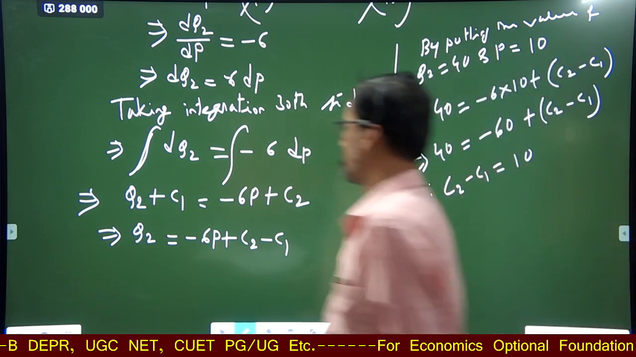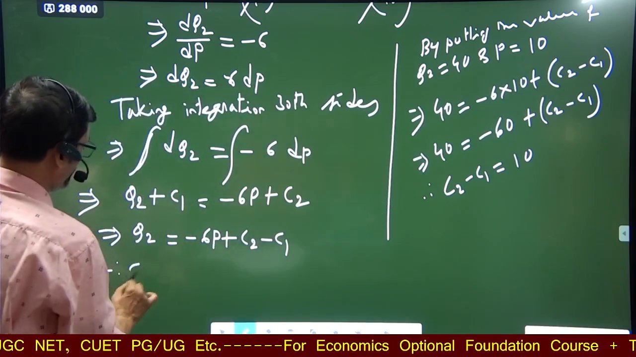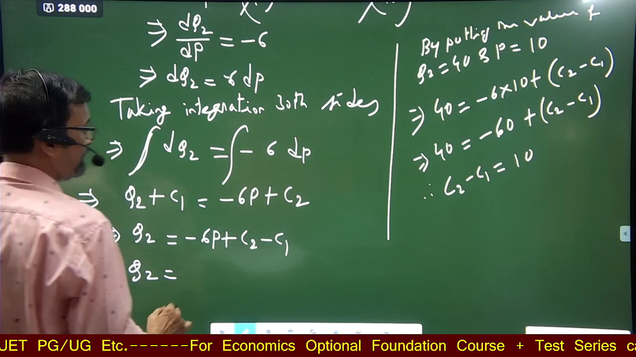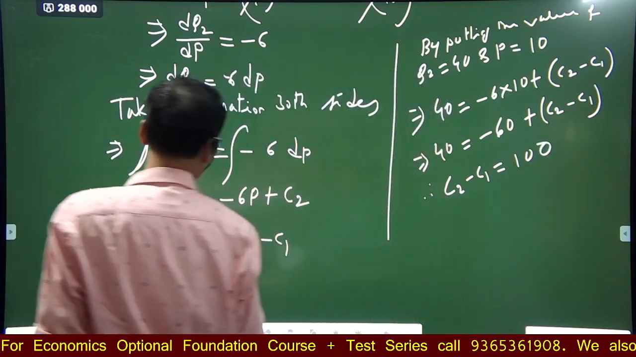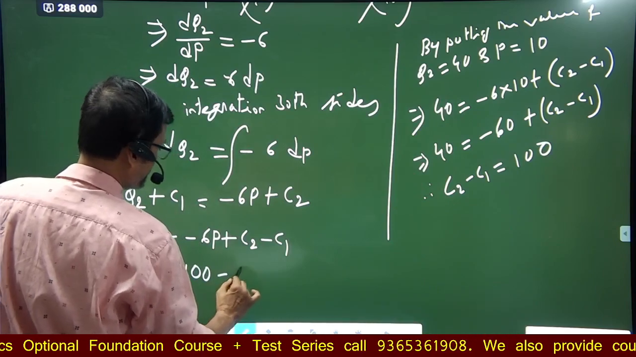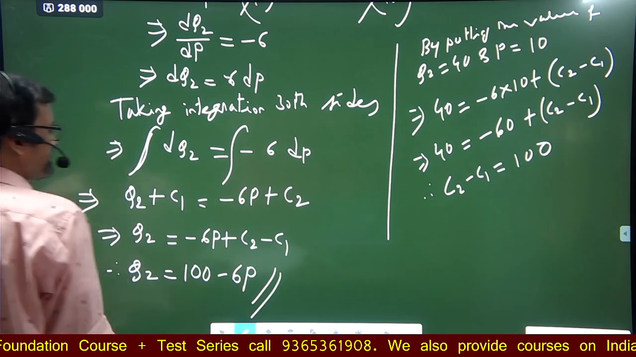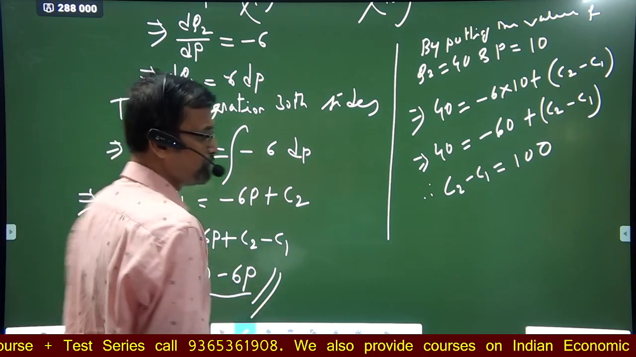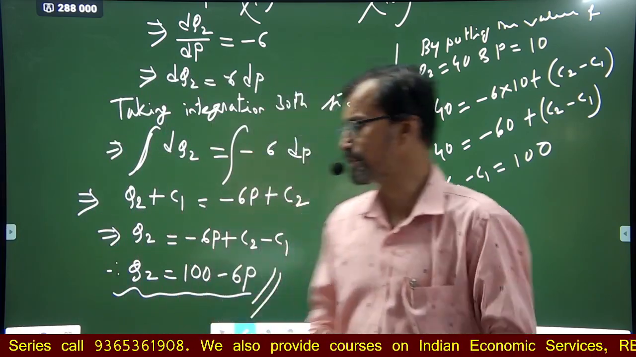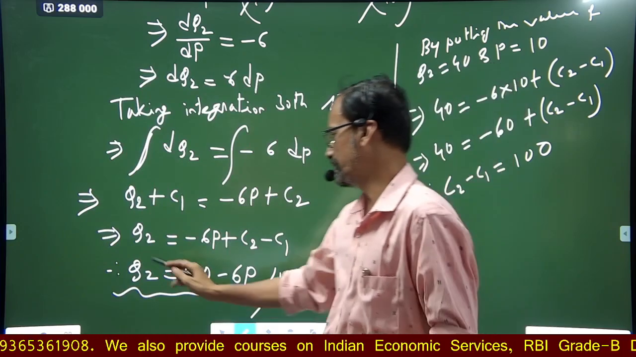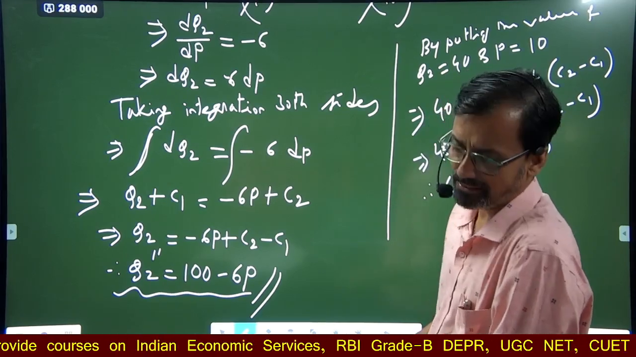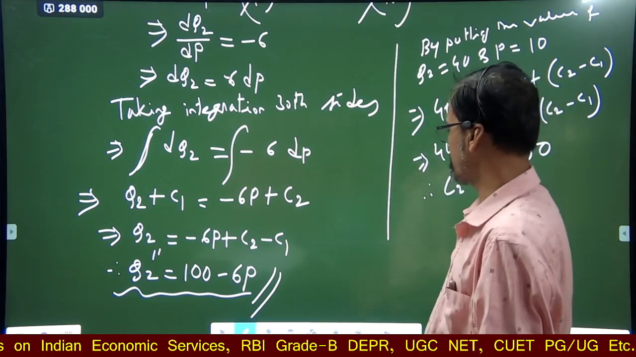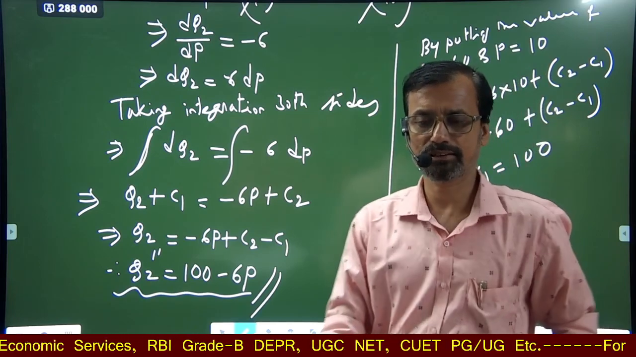Then what will be the demand function? Therefore Q2 equals 100 minus 6P. This is the demand function for Q2. Q2 is equal to 100 minus 6P. This is the exact correct answer.